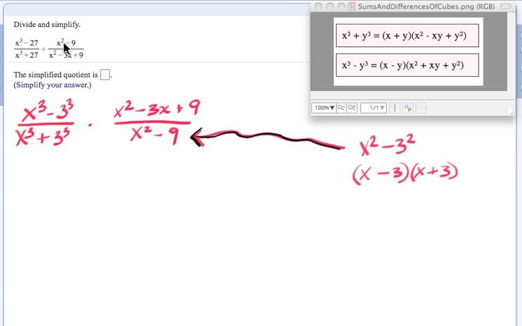Well, thanks for sending me this big nasty problem from within MathXL. We're looking at an expression, and really all we can do is follow the directions, and the directions say to do this operation, that is to divide, and then to simplify.